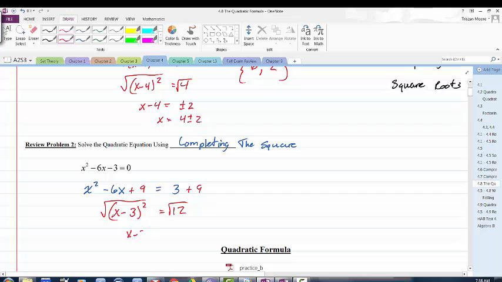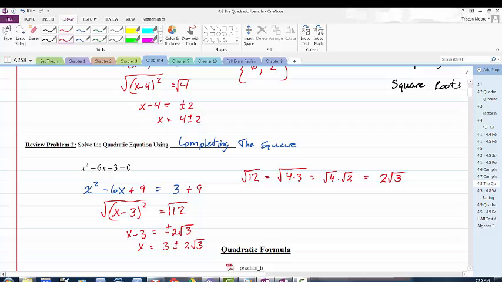Now that means x minus 3. You have to understand the square root of 12 is the same thing as the square root of 4 times 3, which is the same thing as the square root of 4 times the square root of 3. And that means that we get 2 times the square root of 3, right? So x minus 3 is going to be plus or minus 2 times the square root of 3. So that means that x is going to equal 3 plus or minus 2 times the square root of 3.